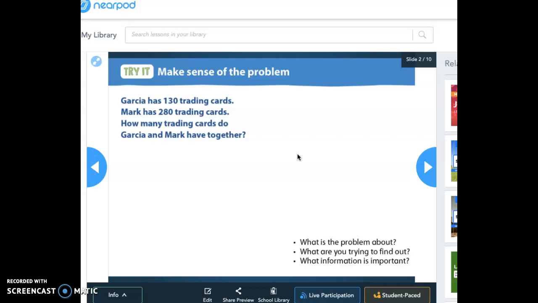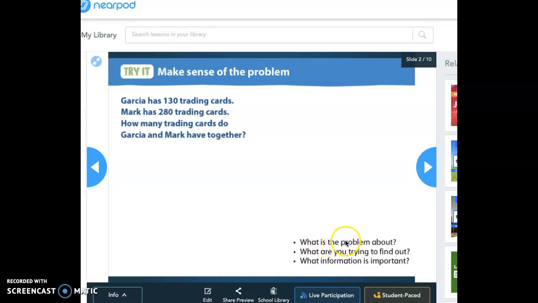We're doing lesson 2.2, and we have a new question that you should have tried solving before you watch this video. So the very first thing we need to do is read the problem and then answer these questions to ourselves about the problem. The problem says Garcia has 130 trading cards. Mark has 280 trading cards. How many trading cards does Garcia and Mark have together?